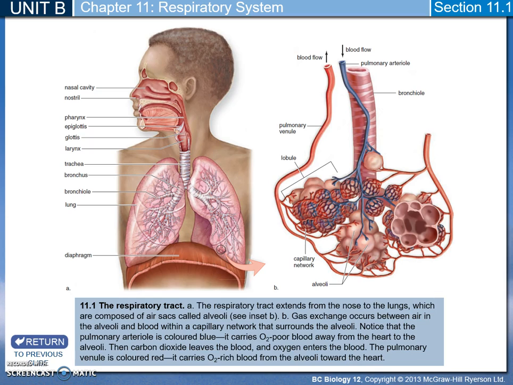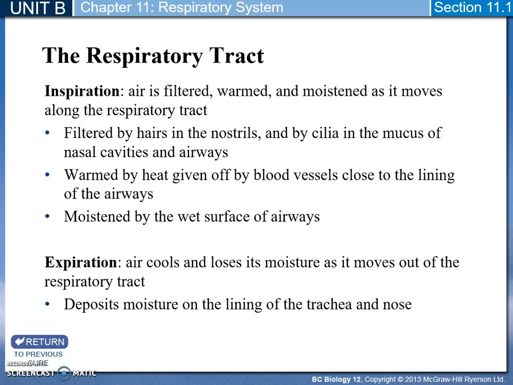So notice that the pulmonary arteriole is colored blue, and that's because it carries oxygen-poor blood away from the heart to the alveoli. Then carbon dioxide leaves the blood and oxygen enters the blood. So the pulmonary venule is colored red because it's carrying oxygen-rich blood from the alveoli back toward the heart.